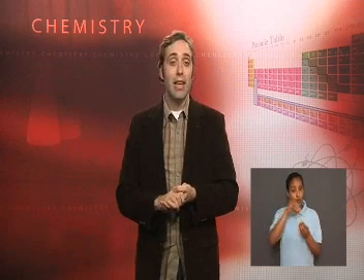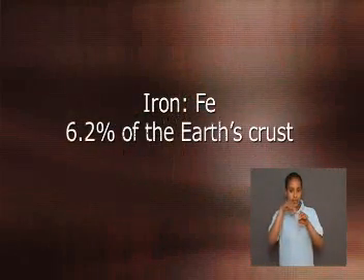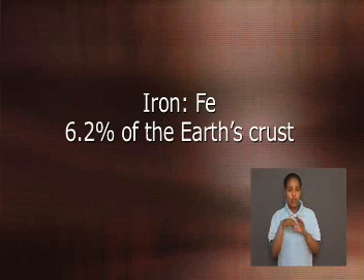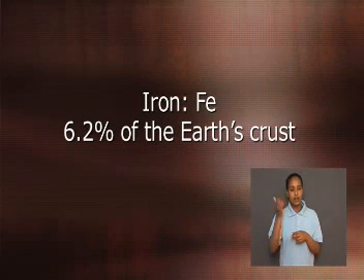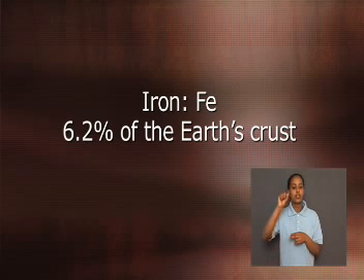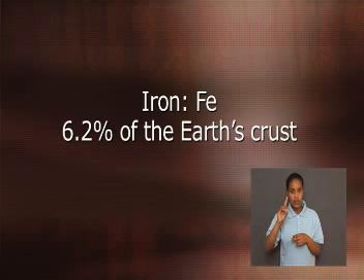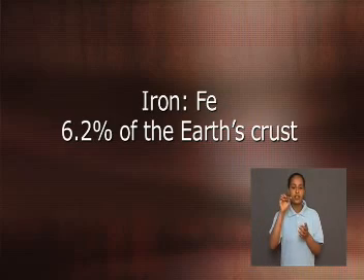Iron is the most highly consumed metal, although it is the second most abundant metal in the Earth's crust. It occurs in compounds, namely oxides, carbonates, and sulfides, and it comprises over 6% of the Earth's crust.